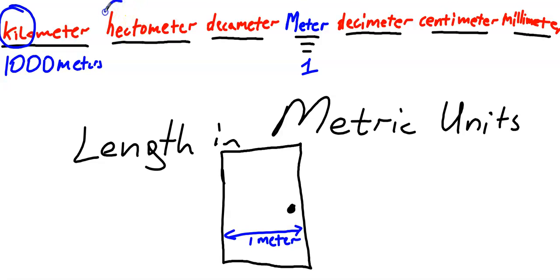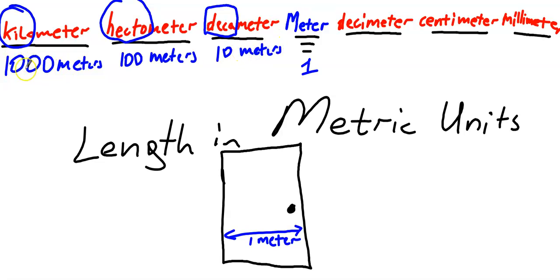Hecto, the word hecto means 100. So a hectometer would be 100 meters. Deca is 10. So we have decameter, which means there's 10 meters. So a kilometer would be 1,000 meters. A hectometer would be 100 meters. So 1 hectometer is about the size of a soccer field.